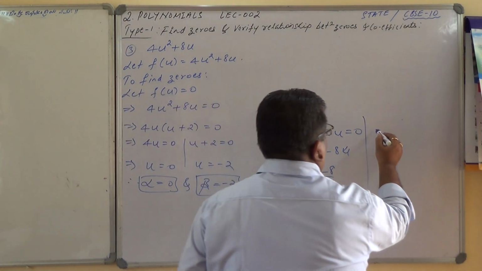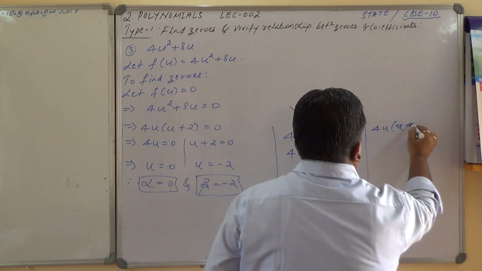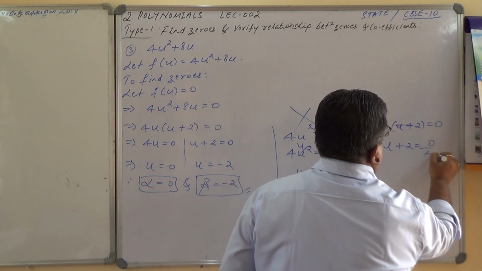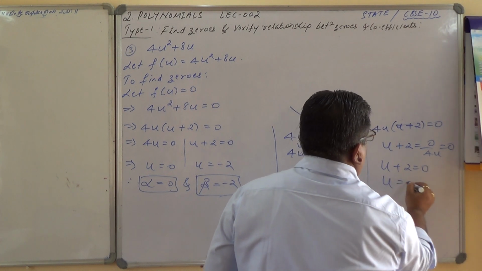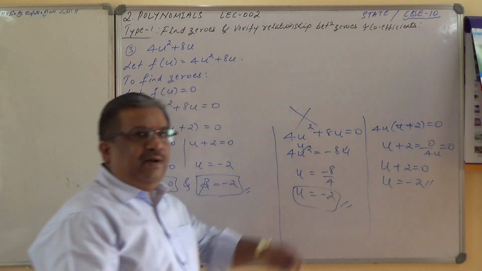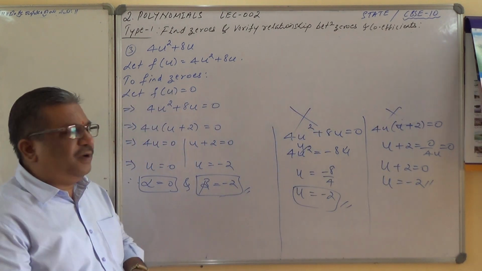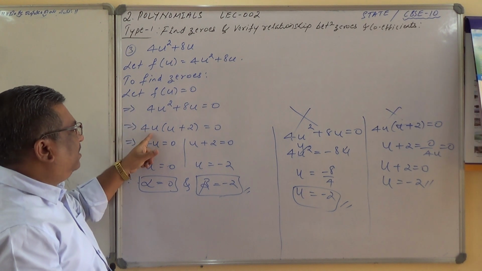Some students may do something like this: 4u, u plus 2 equals 0, and therefore u plus 2 equals 0 by 4u, which is 0, therefore u plus 2 equals 0 and u equals minus 2. Where is the other root here? This is also a wrong method. You require to find out the two roots over here. Therefore it is very important to take common here, but subject this also to 0.